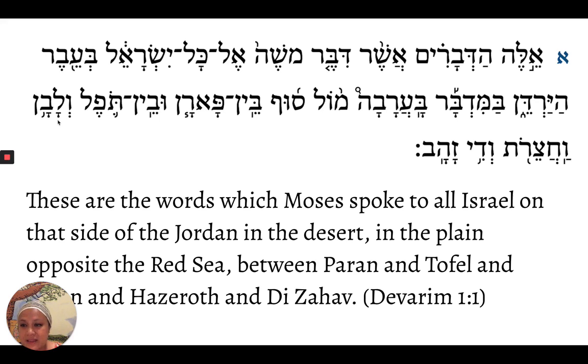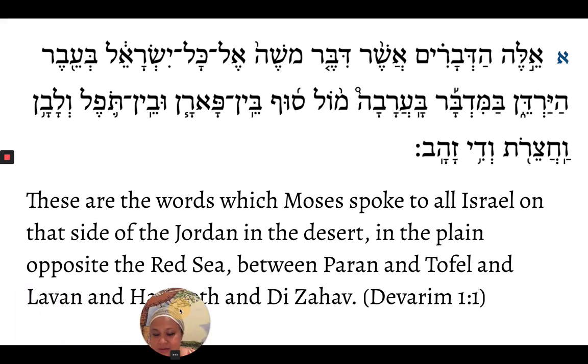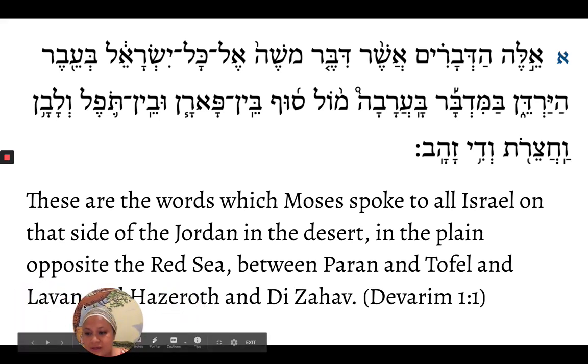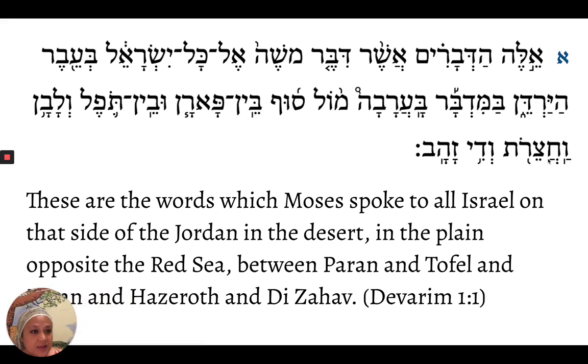Ve means and. Lavan means white. And vachatserot. That's the name of a place. It also means villages or settlements. Vedi Zahav. It's the name of a place, but this Di Zahav means enough gold.